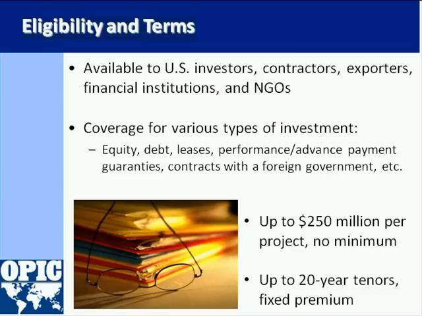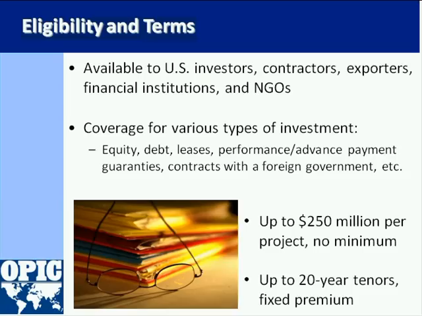We can protect a variety of different types of investment. So oftentimes the most common are actual property, buildings, equipment, but sometimes we can cover other types of investments that you may have at risk. Some of the more common ones would be a performance guarantee or an advance payment guarantee. We could cover certain contracts you may have with the foreign government. So if the government were to basically breach contract, we would provide some sort of support and compensation.